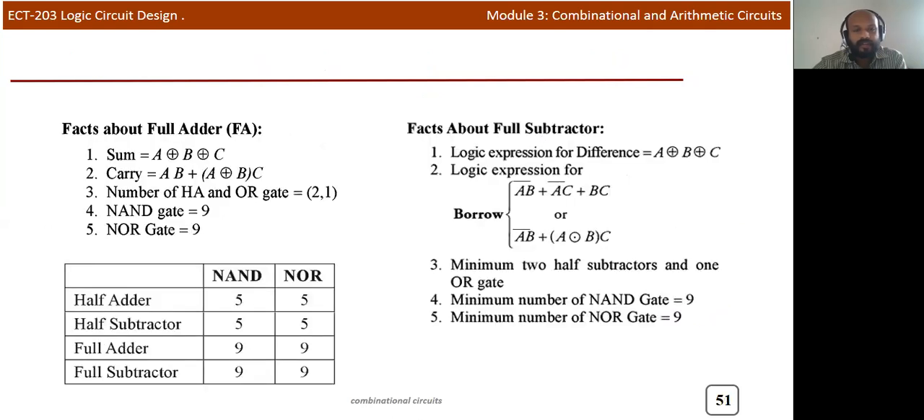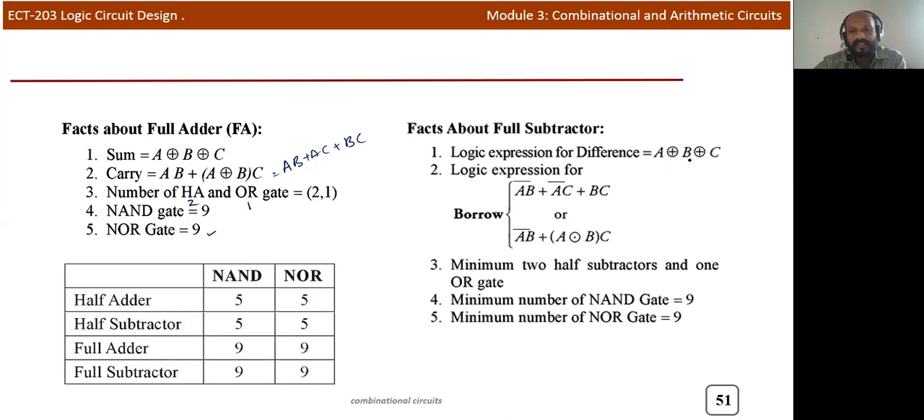Okay, so finally we can conclude that in the case of full adder, sum is equal to A XOR B XOR C, and the carry is equal to AB plus (A XOR B)C. Or you can also write the carry is equal to AB plus AC plus BC. This is another equation. And the number of half adders and OR gates required is 2 and 1: 2 half adders and 1 OR gate. Or you can implement by using 9 NAND gates, or by using 9 NOR gates. Okay, this is about the full adder.